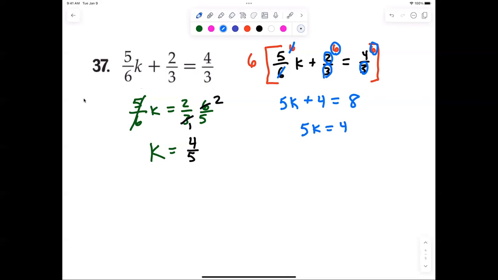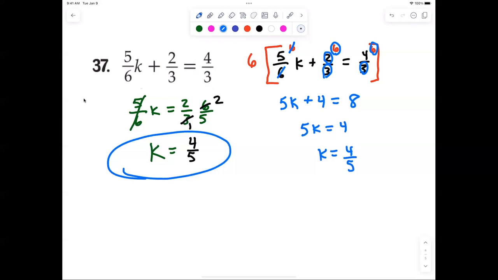Divide both sides by 5. What do I get? 4/5. Look at that, guys. Same answer. Do we agree? So some people who are good at fractions, that's how I do it. If you're not so good at fractions, you always say, I want to get rid of the fraction, so I multiply through by the common denominator.